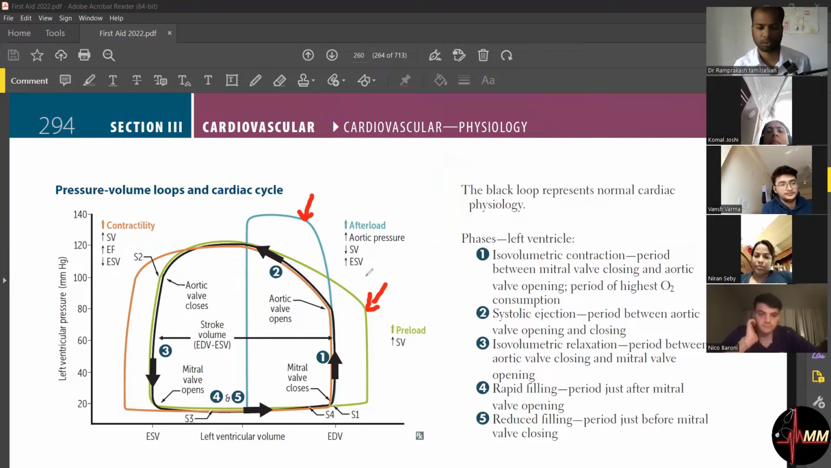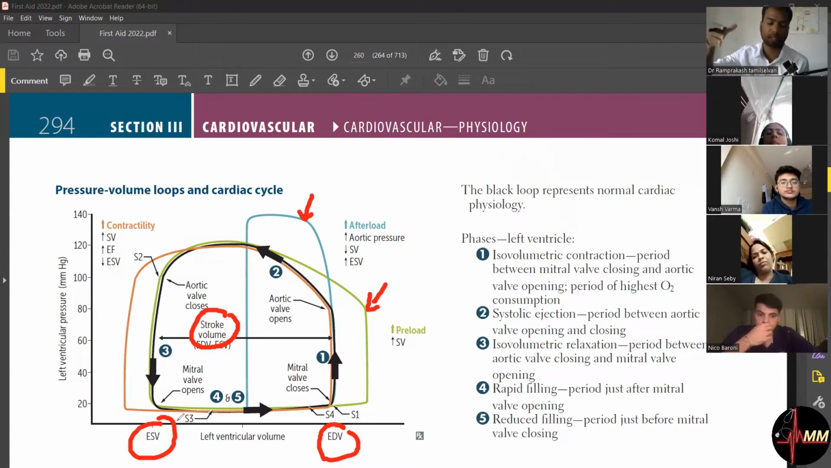Before going to that, I want to add one more point: the stroke volume. The stroke volume is nothing but end diastolic volume minus end systolic volume, because that's the part that goes into the cardiac output. That's the stroke volume. Fine, so it's the difference.